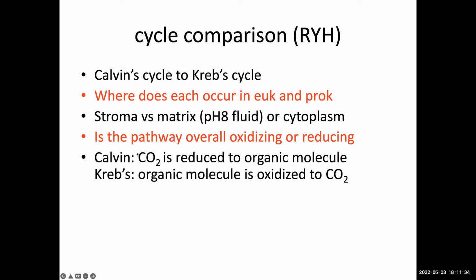So in the Calvin cycle, carbon dioxide is reduced, has electrons added to it, to an organic molecule. And in the Krebs cycle, an organic molecule is oxidized to CO2. When we remove those electrons, we also break the bonds in between the carbon-carbon backbone of the acetyl and throw away the CO2 as waste.